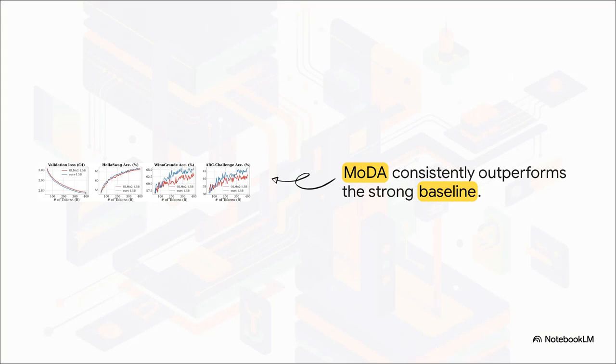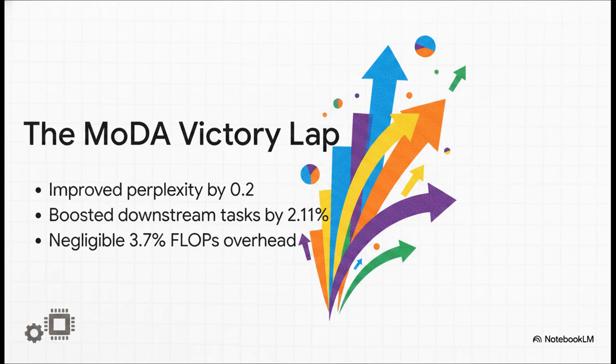And this brilliantly illustrates the actual impact. The authors trained models up to 1.5 billion parameters on 400 billion tokens. Across the board, you can clearly see the MoDA architecture completely pulling ahead of a really strong baseline, which in this case is OLMo 2. MoDA achieves lower validation loss and visibly beats the baseline on complex reasoning and reading comprehension benchmarks like Winogrande and ARC-Challenge. So let's summarize this victory lap.